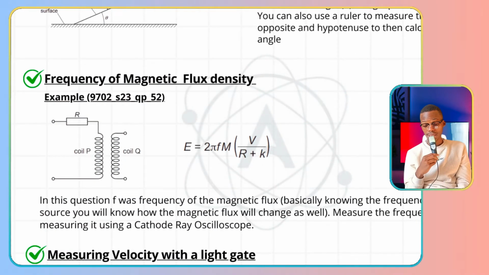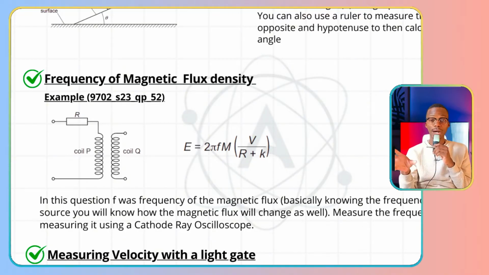Next up is the frequency of magnetic flux density. Magnetic flux is the flow of magnetic field lines. So if you want to measure the frequency of B, you're going to have some AC power source. And if you know the frequency of that AC power source, by default you know the frequency of the magnetic flux, right?